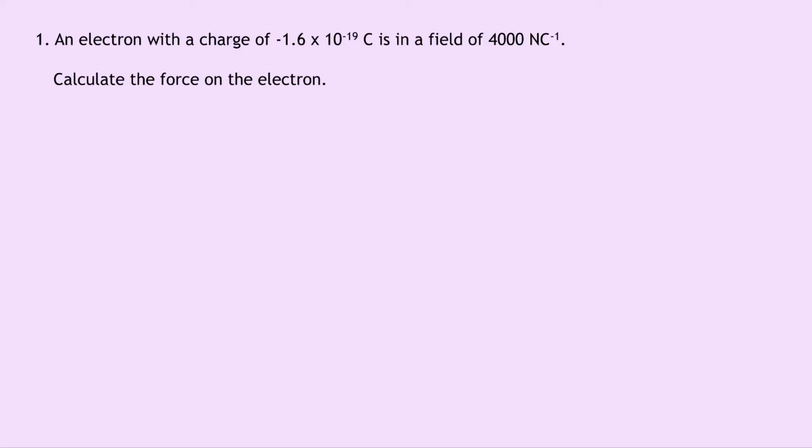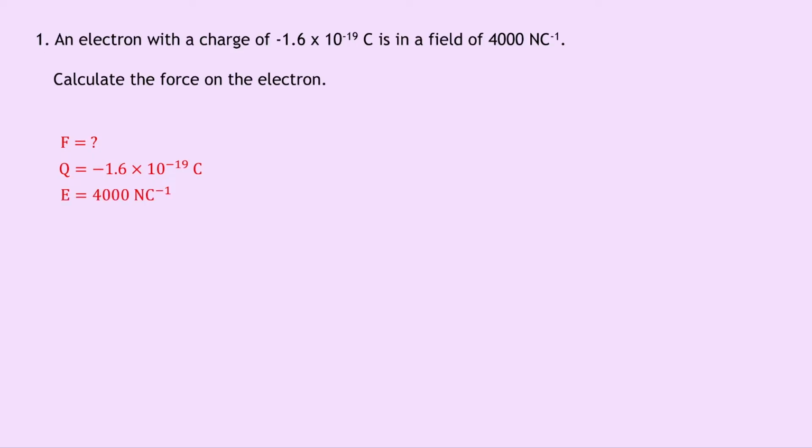Question 1 says that an electron with a charge of minus 1.6 times 10 to the minus 19 coulombs is in a field of 4,000 newtons per coulomb. Calculate the force on the electron. Well, writing down what we know from the question, we're trying to find the force F. We know the charge is minus 1.6 times 10 to the minus 19 coulombs, and the electric field strength E is 4,000 newtons per coulomb.